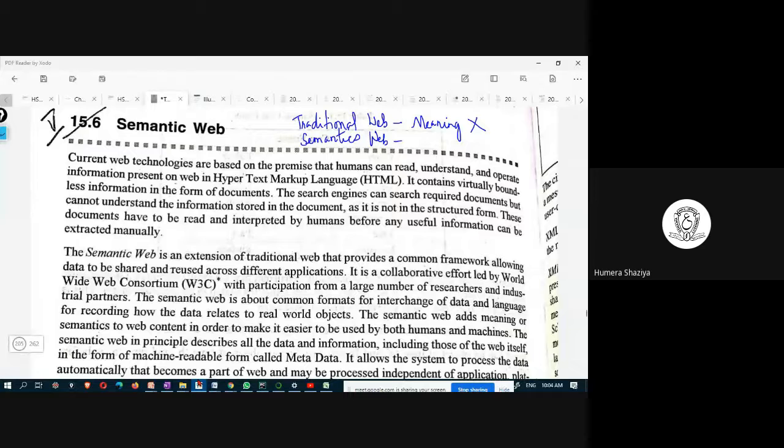Semantic web would add meaning to the traditional web and provides a common framework that allows to share the data and reuse it across different platforms. It has been developed by W3C, the World Wide Web Consortium, along with a large number of other participants, including researchers and industrial partners.